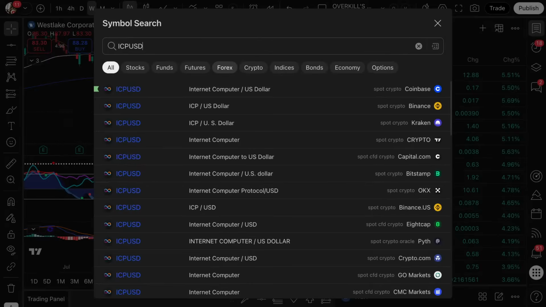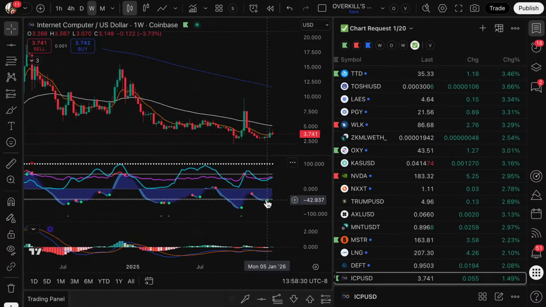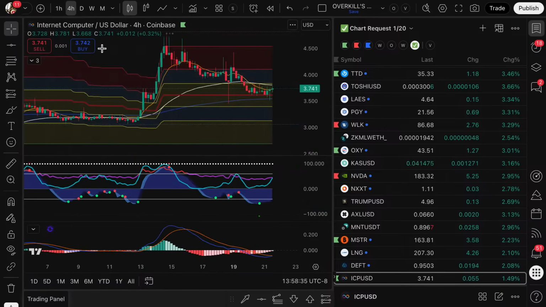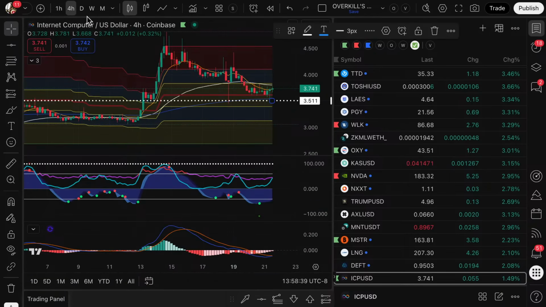I see one here for ICP. ICP got one back here at 320. So again, you're over here on the daily, and you got one here on the 4-hour. So 350 is looking pretty strong here for ICP.